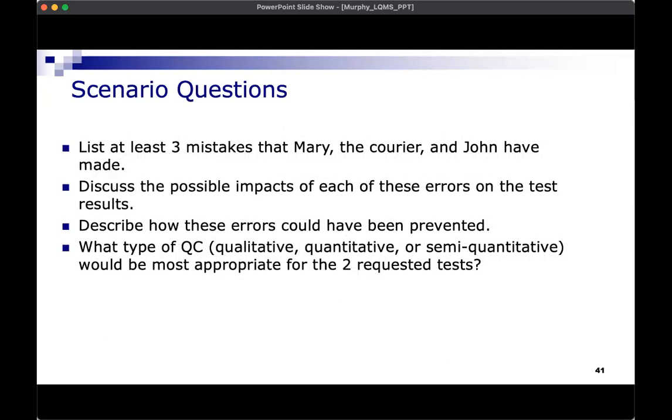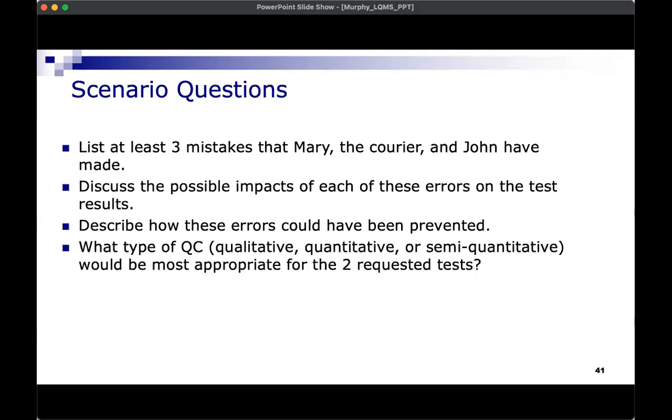Discuss the possible impacts of each of these errors on the test results. Describe how these errors could have been prevented. And then finally, what type of QC, qualitative, quantitative, or semi-quantitative, would be most appropriate for the 2 requested tests?